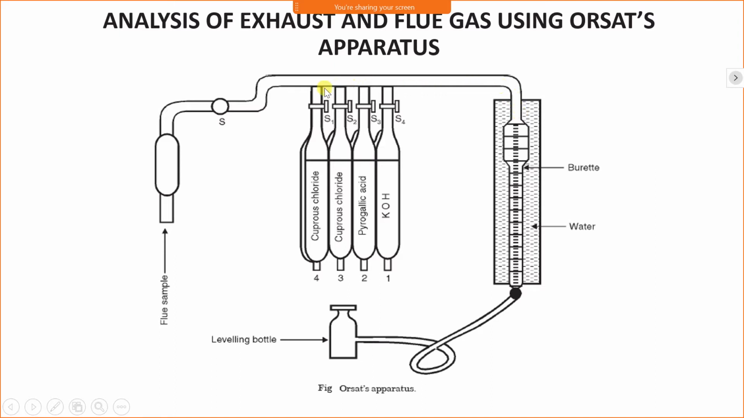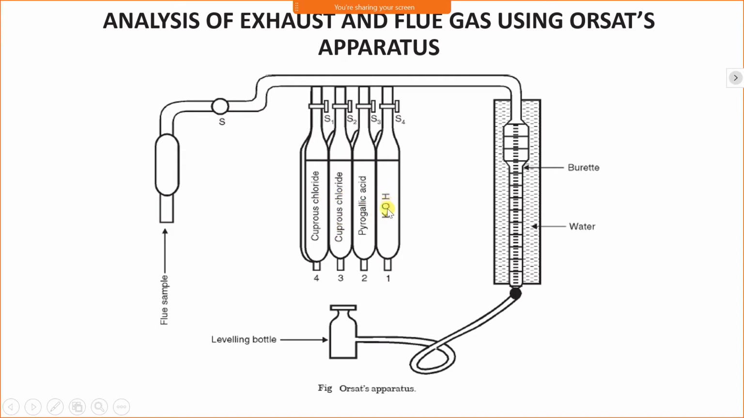Then this pipe is connected with the 4 pipettes, and all 4 pipettes are provided with a cork. Pipette 1 contains KOH, that is caustic soda. The second pipette contains pyrogallic acid. The third and fourth pipettes contain copperous chloride.